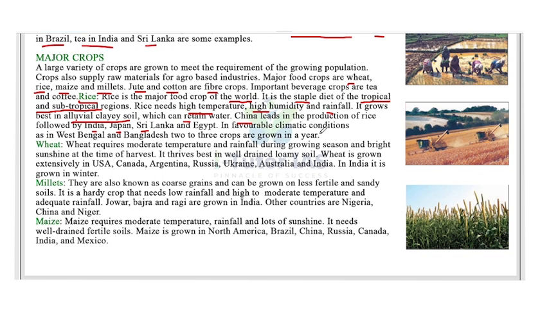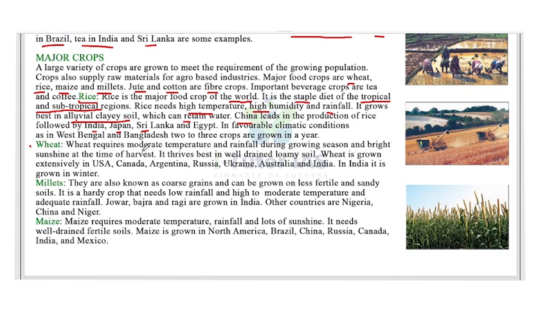In favorable climate conditions, as in West Bengal and Bangladesh, 2 to 3 crops are grown in a year. Now, the second one is wheat.